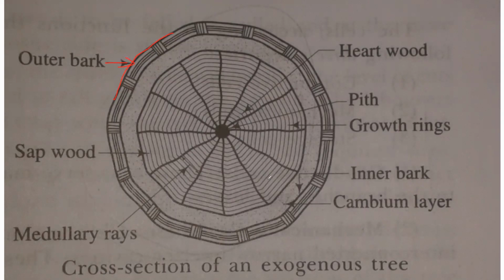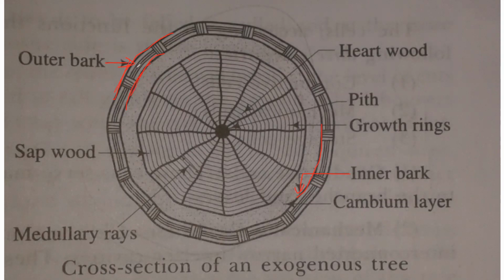Now this is the inside portion. This is called inner bark. It is written here, inner bark. So this inner portion is called inner bark. Remember, the outermost portion is called outer bark, and inside of that it is inner bark.